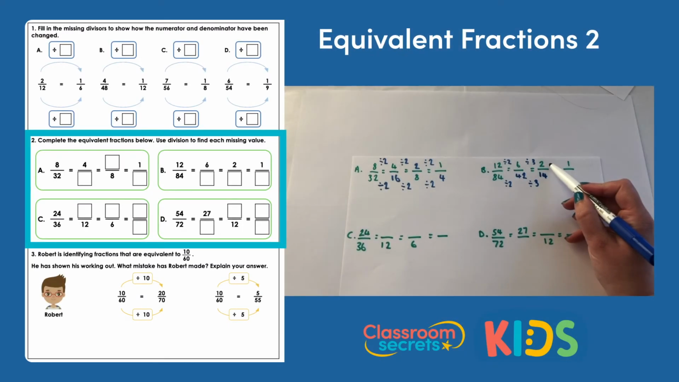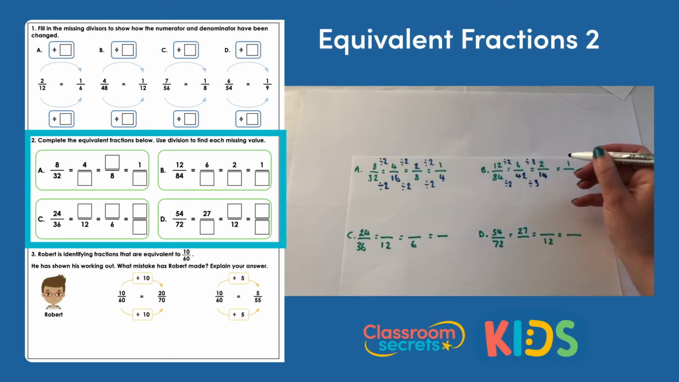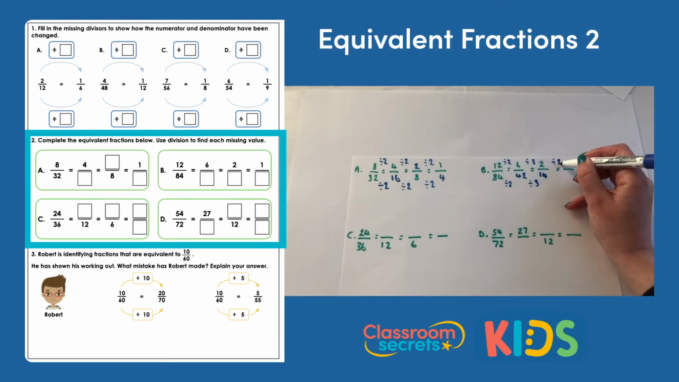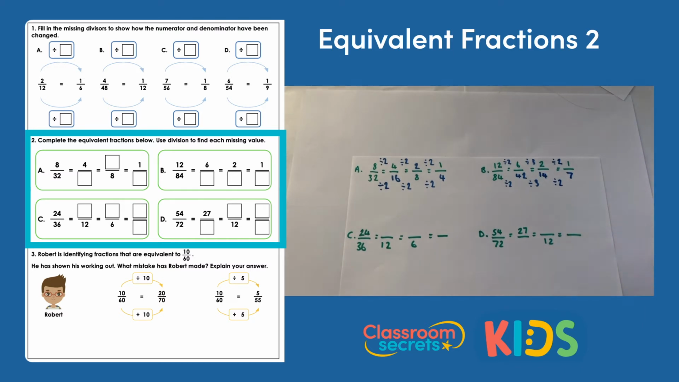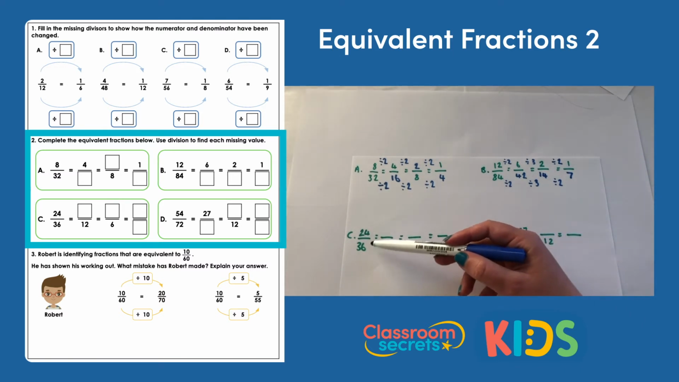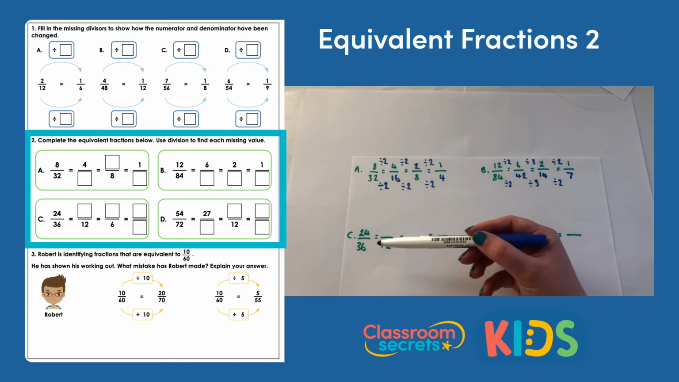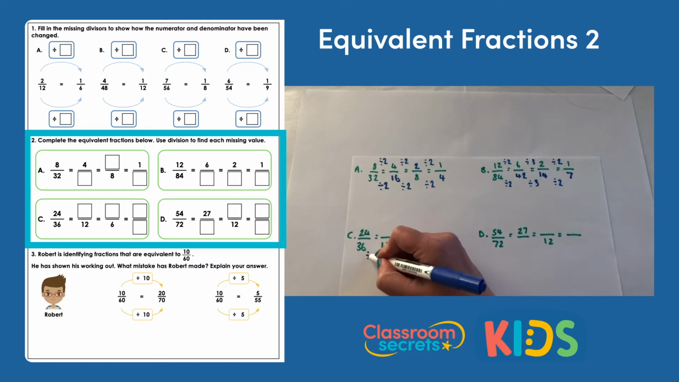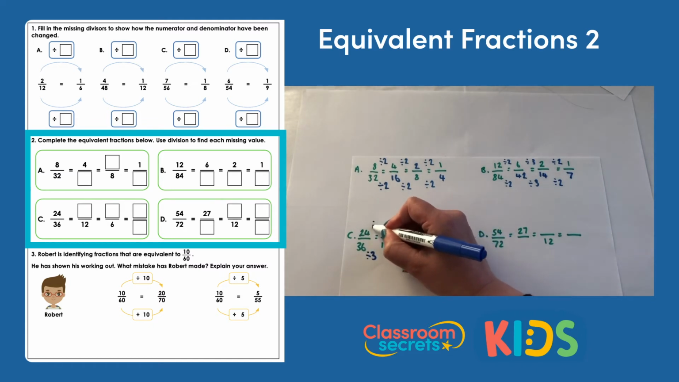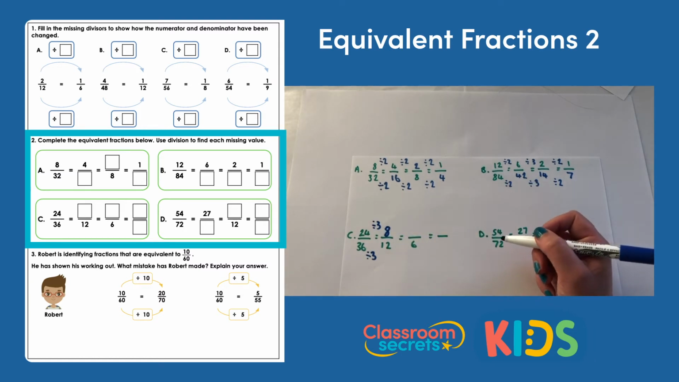And finally, to get from our 2 to our 1, so looking at the numerator again, we need to divide by 2. So we do the same to the denominator, and 14 divided by 2 is 7. So we end with 1/7. C, we have 24/36. We need to think about how to get from 36 to 12. And I know that we can divide by 3. So we need to do the same to the numerator. 24 divided by 3 is 8.